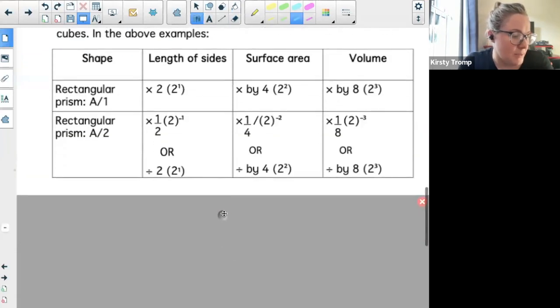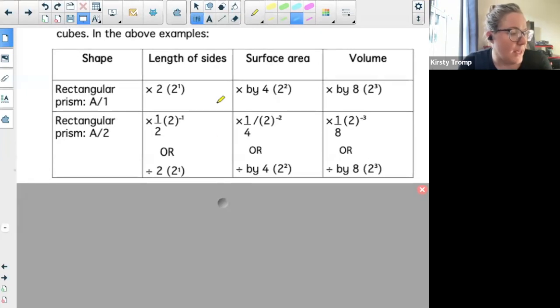Here is our little table. There it tells you how we got the length of the sides: we times them by 2. To get the surface area, we had to say 2 squared. And to get the volume, we had to say 2 cubed. We divided by 2, or we can say 2 squared, which is divided by 4, or 2 to the power of 3, which is 8.